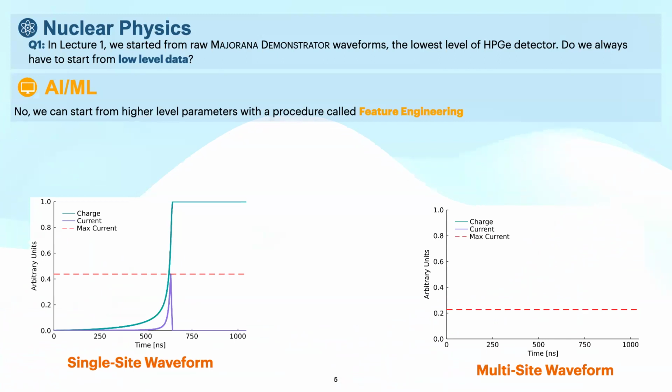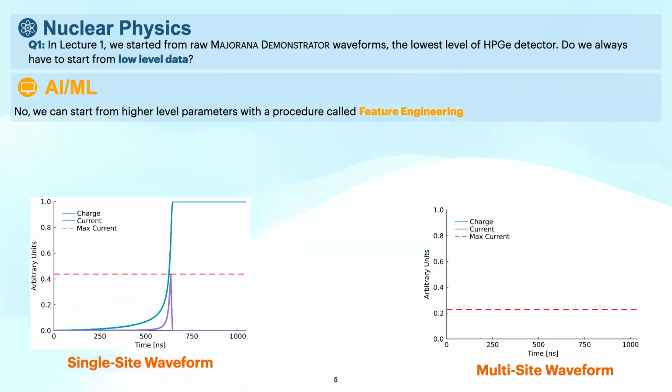So the first question we want to try to answer is, in lecture 1, we started from the very raw Majorana demonstrator data, which is basically the raw waveforms. This is the lowest level of data we can obtain from our high purity germanium detector. Whenever an event comes in, that's the raw data we can read from our detector. But do we always have to start from this raw data? Is it possible to start from higher level data? The answer is, you don't have to always start from the low level data.